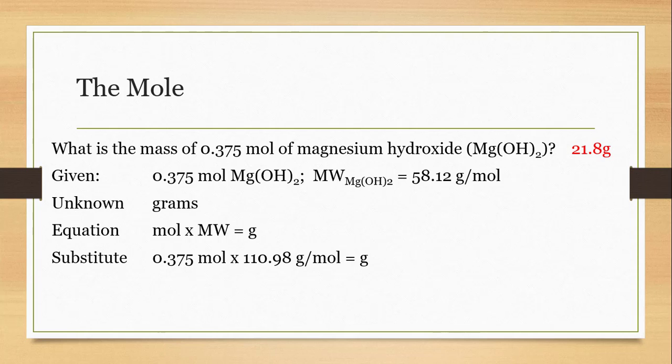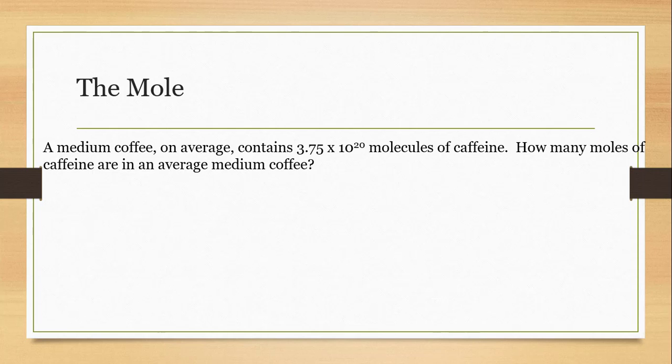We substitute in the values that we have, and now we can solve it, and there's no rearrangement needed, and you get 21.8 grams. So let's go to example number 3. A medium coffee, on average, contains 3.75 times 10 to the 20th molecules of caffeine. So how many moles are present in the average medium coffee?